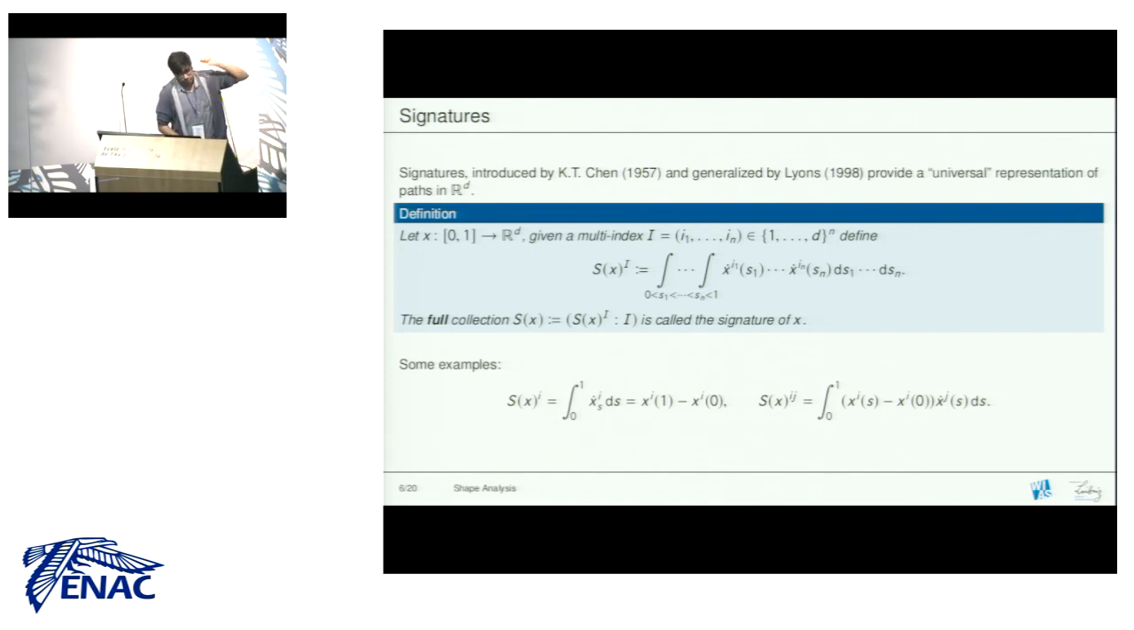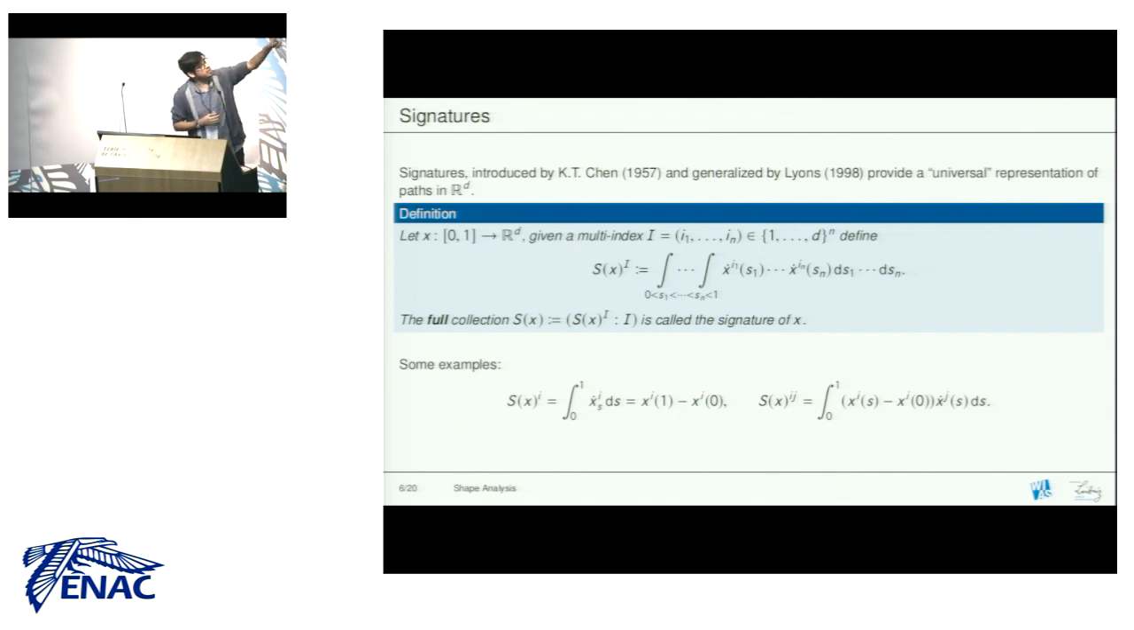You give me a curve which is evolving in R^d and a multi-index, which I like to think of as words. So you give me a series of indices which are telling you somehow the directions in which you're integrating, and then you build this S^I. You have a bunch of numbers indexed by these multi-indices, which are just given by iterated integrals of the derivative of your curve.